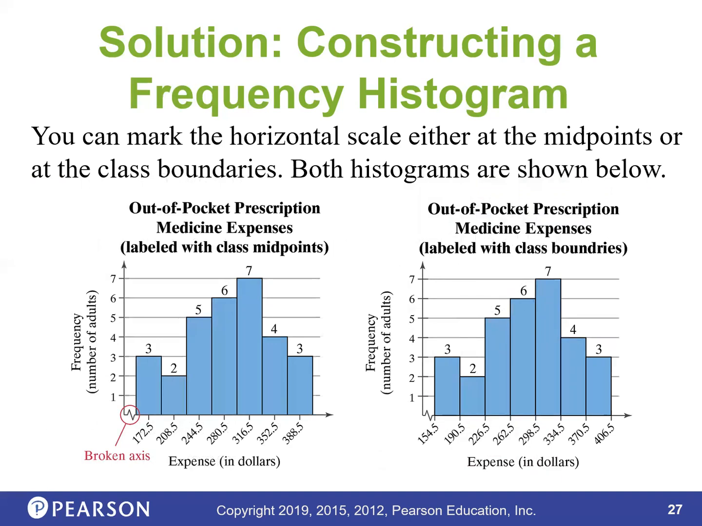The one on the left is using midpoints, is that right? Notice the numbers there are midpoints: 172.5, 208.5, 244.5. Those are the midpoints. The one on the right is using those limits that we talked about, or the boundaries. Yeah, that little broken axis.